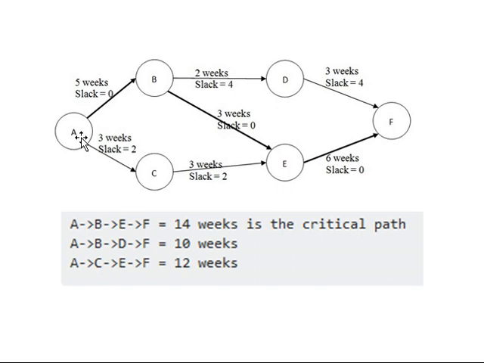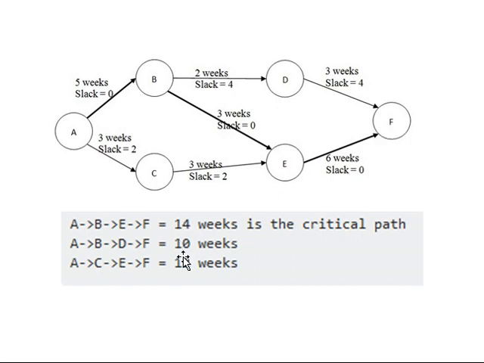Similarly, if you try the other direction, A, B, E, F. Each activity consumes the given amount of time that is spent on it. That means 5 weeks, 3 weeks, 6 weeks. Its cumulative becomes 8 plus 6, 14 weeks. Another path, A, C, E, F: 3 plus 3 is 6, 6 plus 6 is 12. That means it will consume 12 weeks.